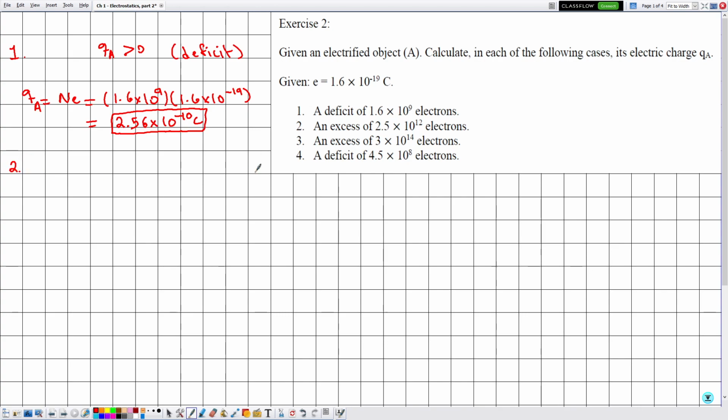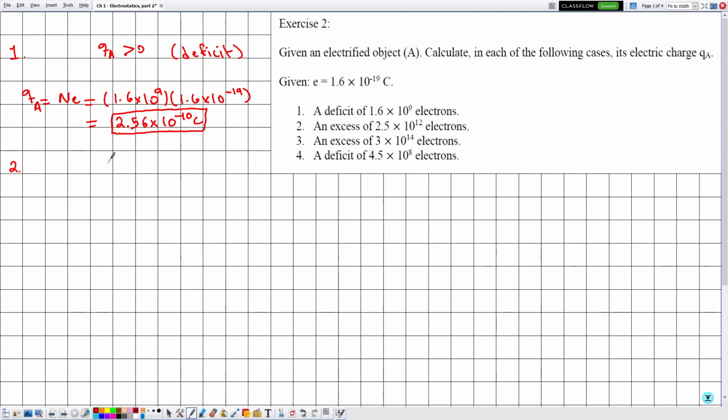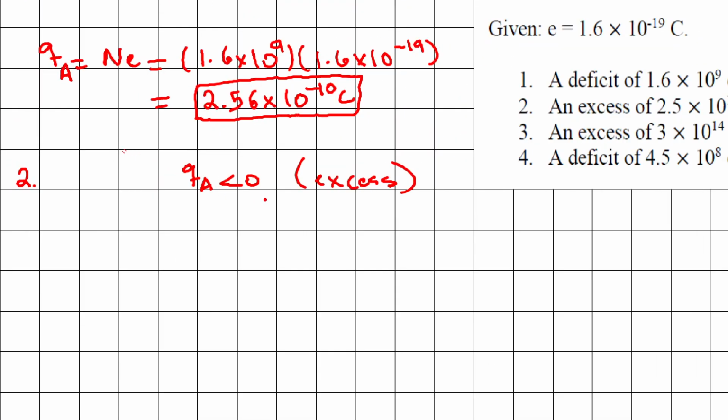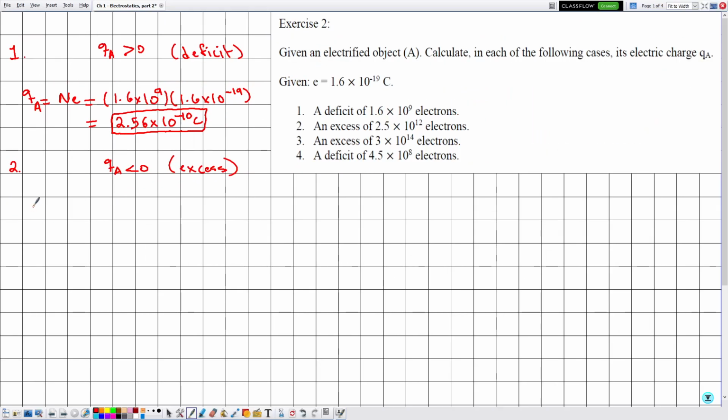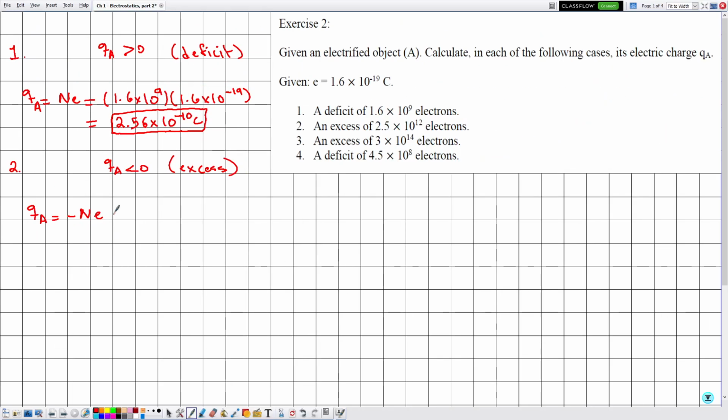Now in number 2, this is given by an excess. An excess means that the charge is negative. In order to reflect this at the level of the equation itself, we're going to change that. We're going to say that QA is given by negative N multiplied by E. Why have we done so here? Because this is negative. In order to reflect the fact that the value of QA is negative, there is a minus sign.